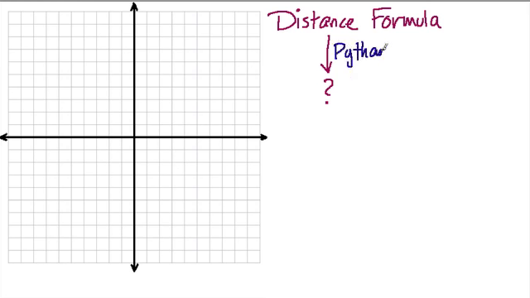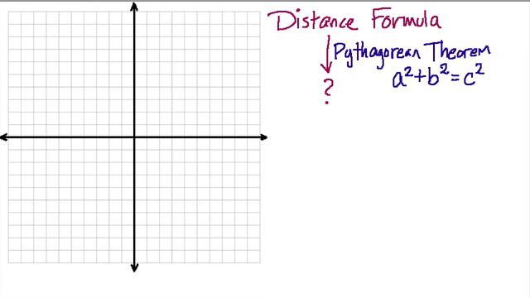The Pythagorean theorem is, I think, the key to understanding our distance formula. And that theorem, if you haven't seen it before, says that a squared plus b squared is equal to c squared. So what's the connection here? If we're talking about distance, how does the Pythagorean theorem come into play?